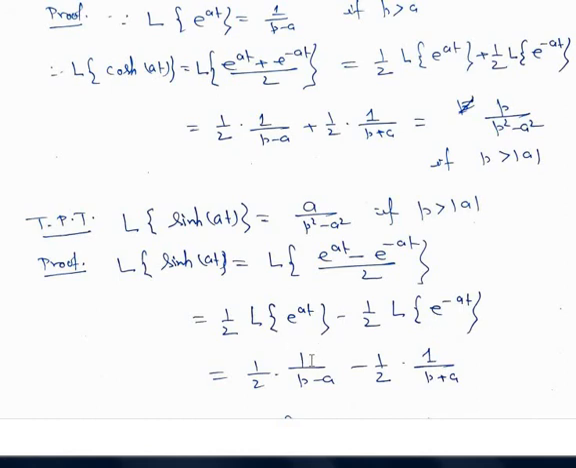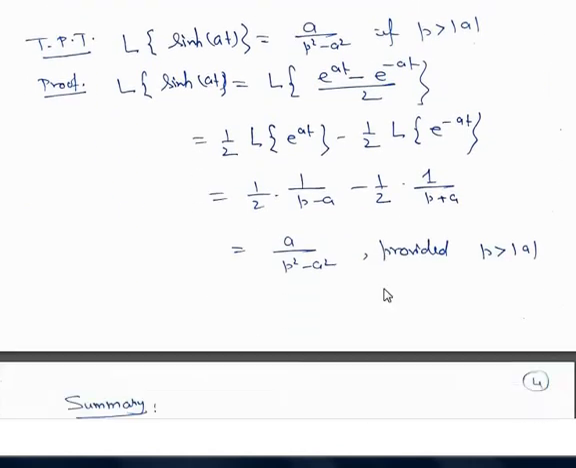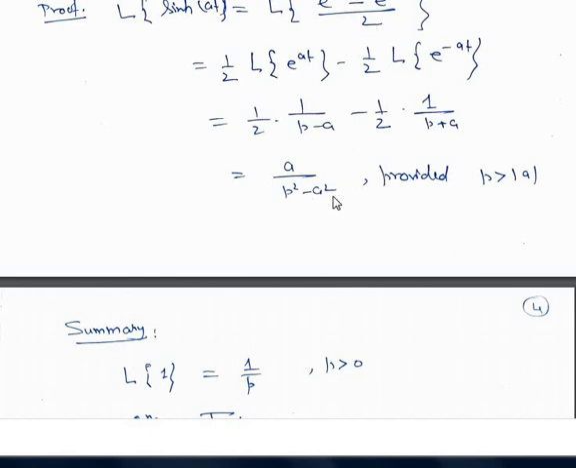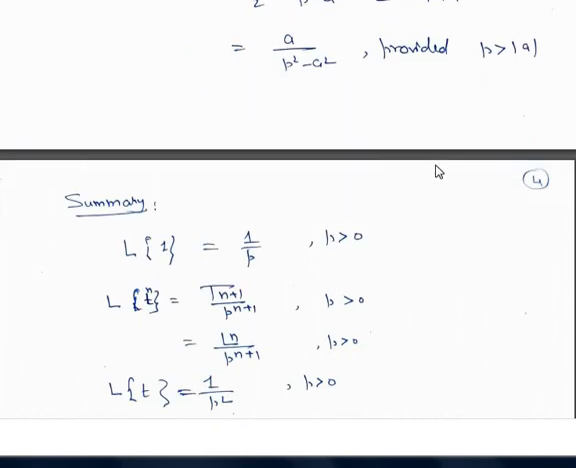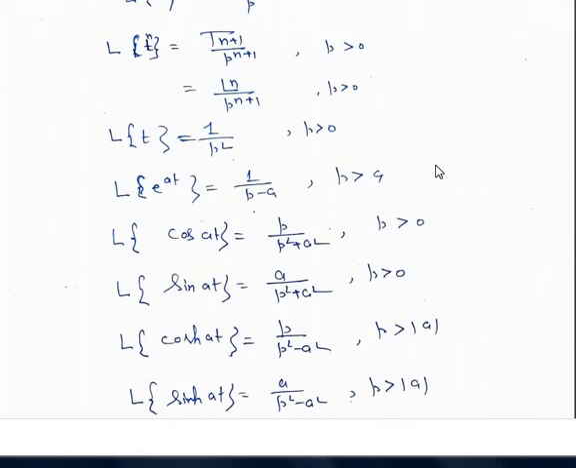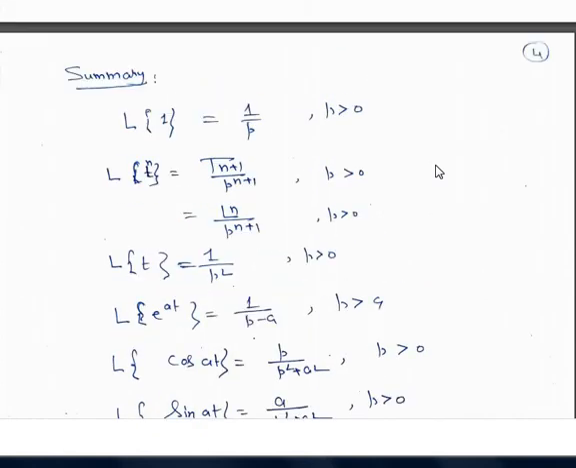L of e to the power at is 1 upon p minus a. L of e to the power minus at is 1 upon p plus a. So simplify it, this comes out to be a upon p square minus a square, provided p is greater than a. So what we have studied today, you remember all these formulae, because we'll be using all these formulas throughout the class. L of 1 is 1 upon p. These are the conditions for p.